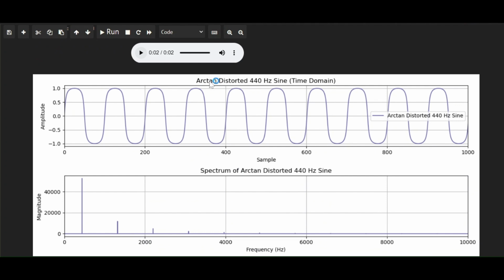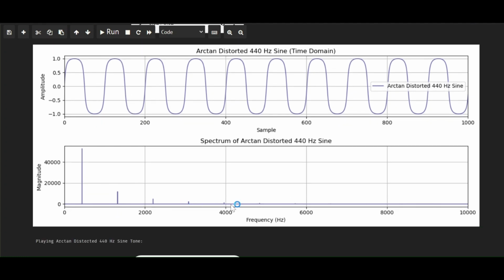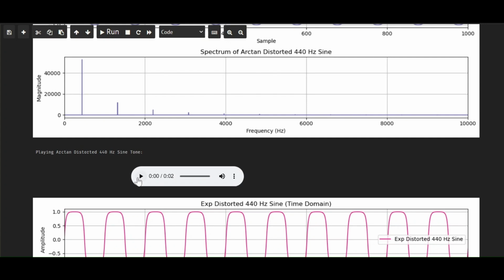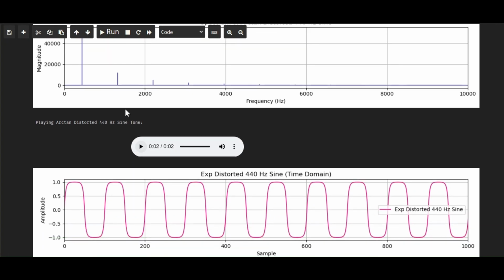Then we have this arctan. Arctan is nothing but tan inverse. Here we have very sharp rising edges and falling edges, but the tops are still very naturally rounded off. So this is again not going to generate very many harmonics. As you can see, there are only 4 or 5 harmonics that it has generated. And this kind of tone generally comes from vintage amplifiers which used to have vacuum tubes. This is the tan inverse distorted signal.